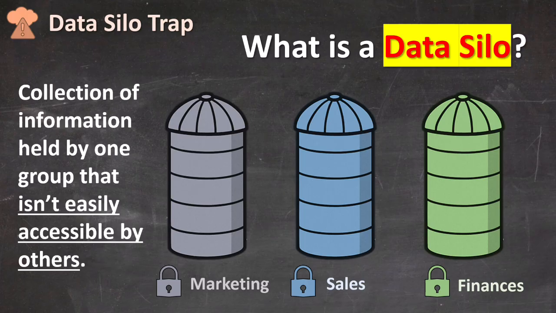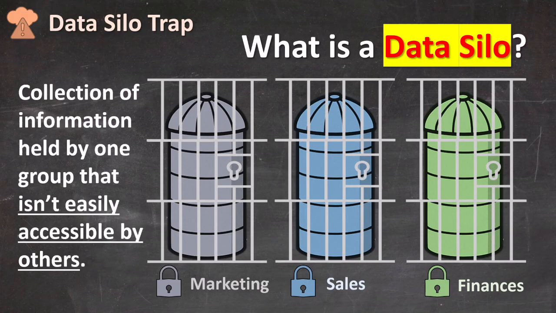The term silo actually comes from those tall grain silos on farms, which store different types of grain separately. Similarly, a data silo keeps data isolated. Marketing has its data, sales has different data, finance has another set, and so on. At first glance, this might seem fine. After all, each team is just taking care of its own information. But as these silos grow, problems start to appear. The data is trapped in its respective silo, making it tough for the company as a whole to get a complete picture.